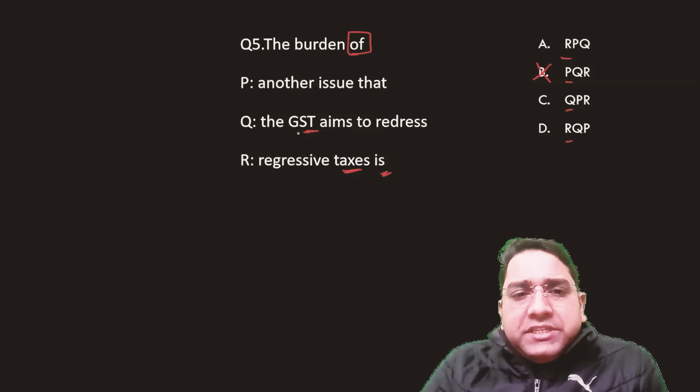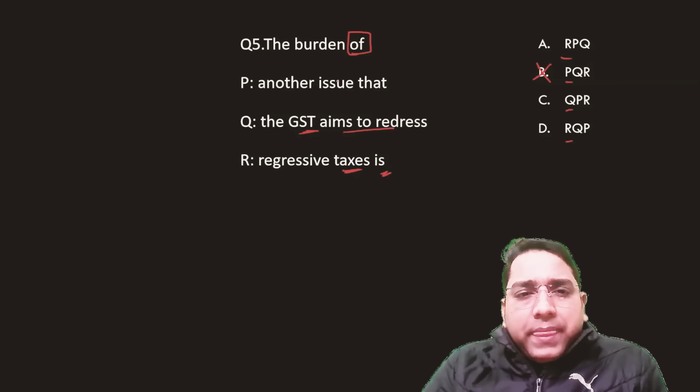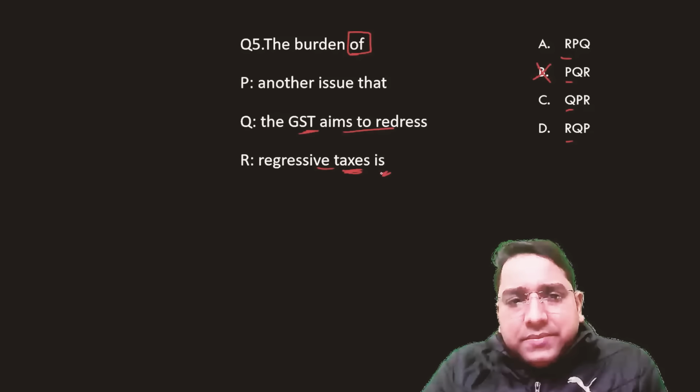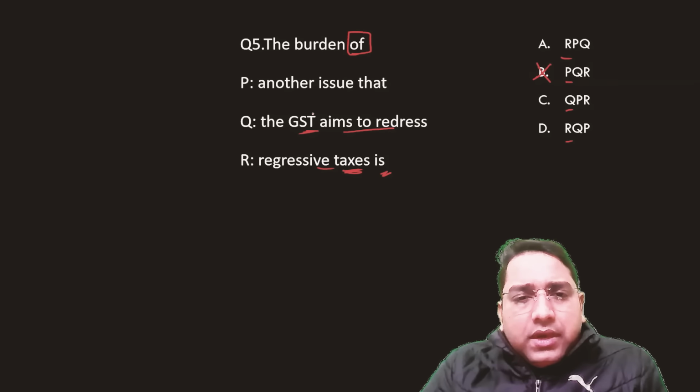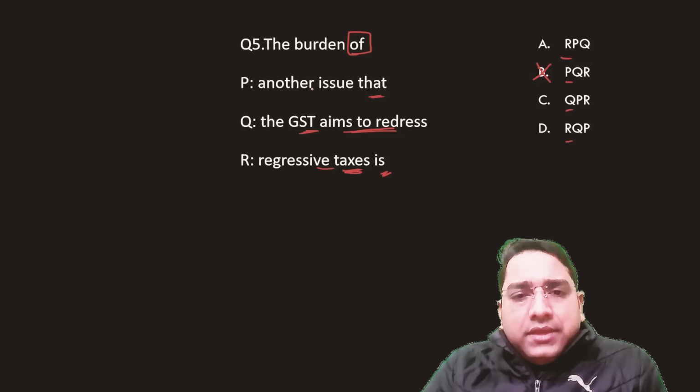The burden of the GST aims to redress, or the burden of regressive taxes is, see, Q should not be, because the burden of regressive taxes is another issue that the GST aims to redress. This makes sense. Okay. The burden of regressive taxes is another issue that the GST aims to redress.